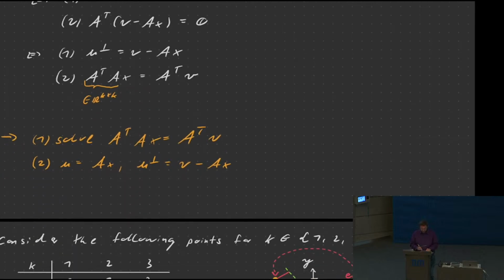So that's what we are going to do. We're going to solve A transpose AX equals A transpose V. And then we say, well, U is just AX, and U ortho is V minus AX. So in our specific case, remember we wanted to compute the corresponding B hat. The B hat that we're looking for would then be this AX.